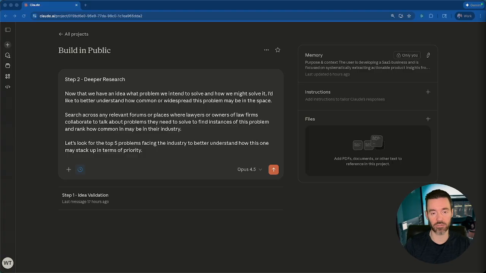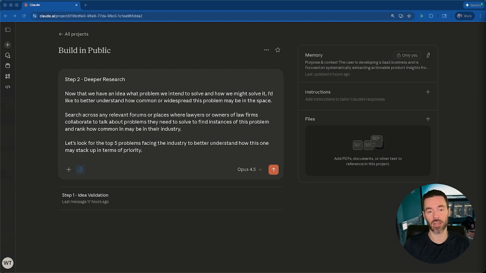So you don't necessarily need to pull this out of here, but just to further explain it for you, what I am telling Claude is that now that we've got greater context for the problem that we want to solve and also some ideas around how we might want to solve it, we want to go a bit deeper. We want to understand how widespread this problem is, how common it is to better size up the opportunity a little bit. What I'm recommending that we do is we search across forums.